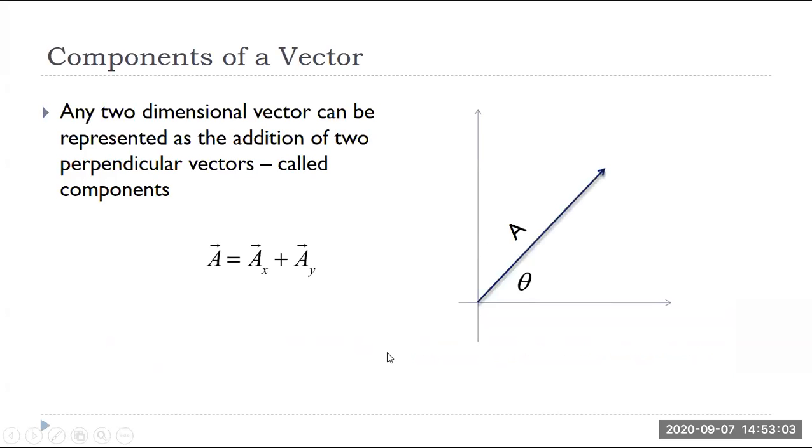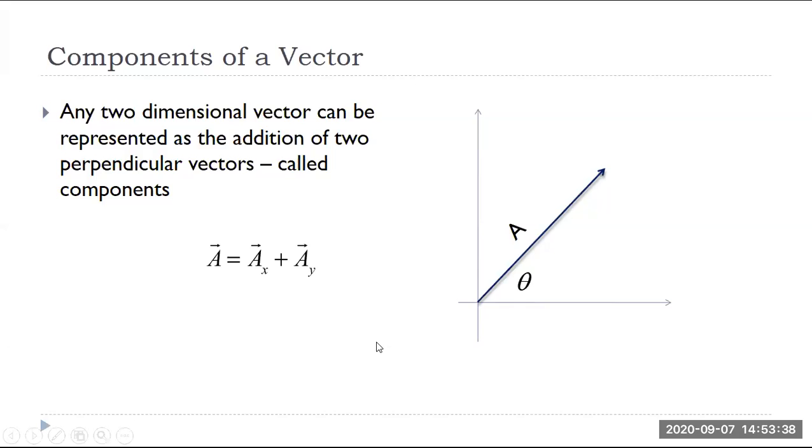All right, so this method of components allows us to take vectors that are pointing in different directions and add them together, and then find out what that resultant, or that end result of adding those vectors together, is, what its length is, and what its angle is. So it turns out any two-dimensional vector, doesn't matter what it is, can be represented as the addition of two perpendicular vectors that are called the components of the vector.